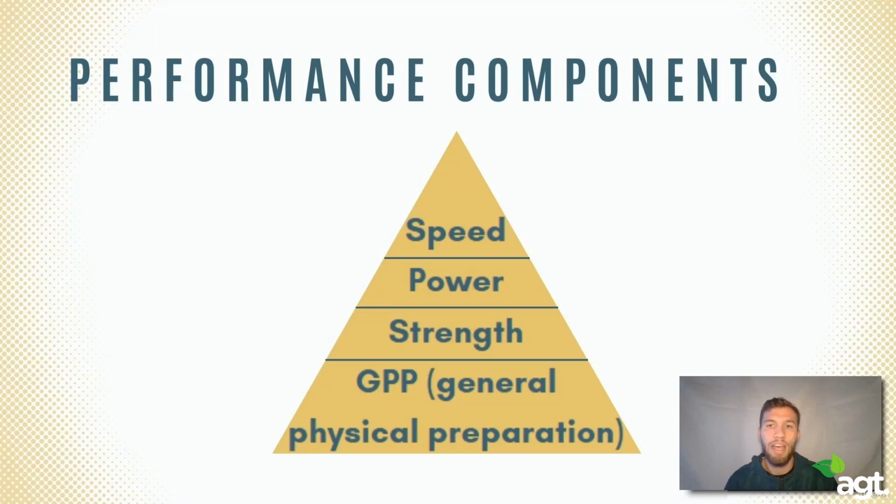This pyramid is kind of how most resistance training programs should be structured, while of course it can always differ depending on the sport and the qualities of the athlete. Generally, we usually start from GPP, move up to strength, to power, and then to speed.